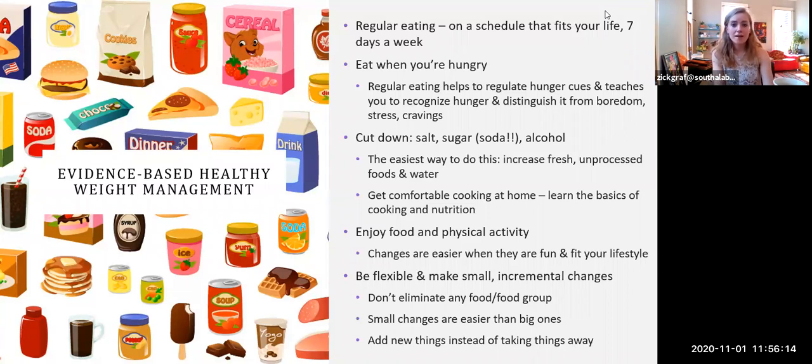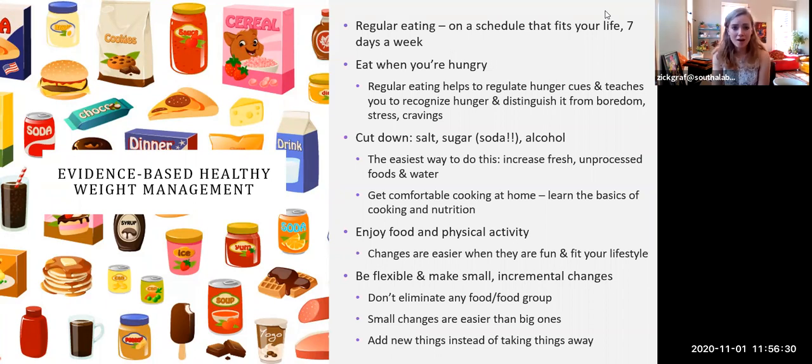So regular eating on a schedule actually helps to regulate hunger cues and teaches people to recognize when they're feeling hungry and to distinguish that feeling of hunger from things like boredom, stress, or food cravings. It's not advisable to cut anything out of your diet.